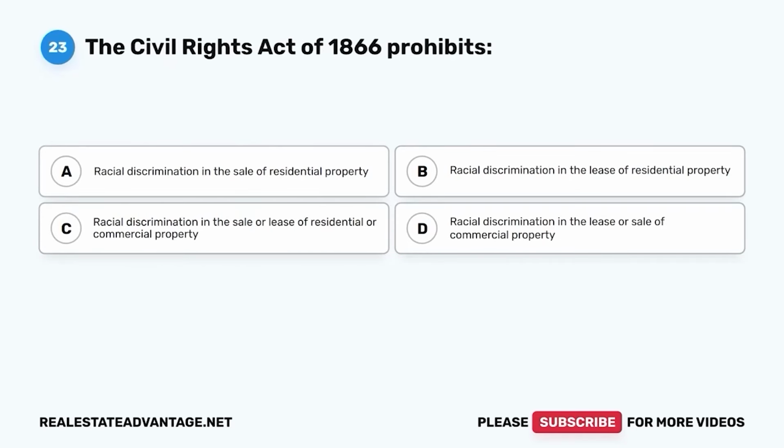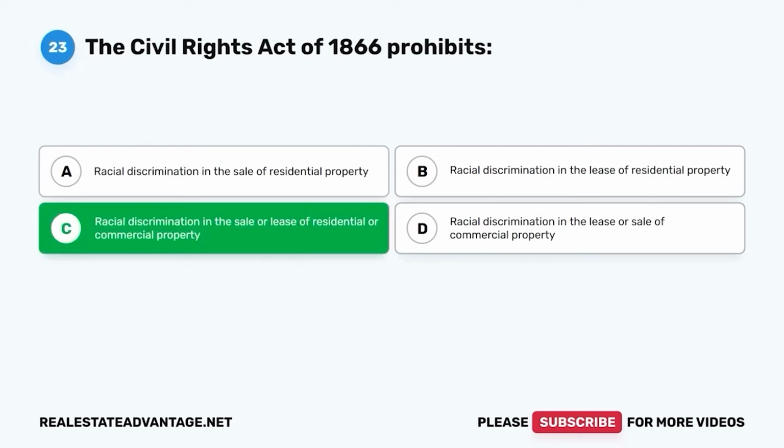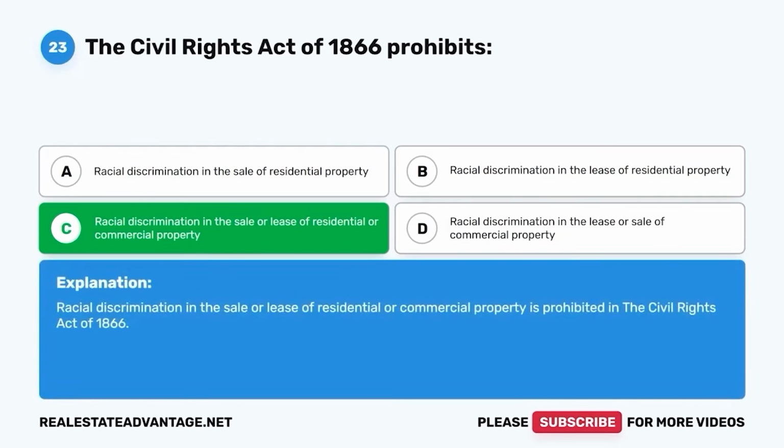Question 23. The Civil Rights Act of 1866 prohibits: A. Racial discrimination in the sale of residential property. B. Racial discrimination in the lease of residential property. C. Racial discrimination in the sale or lease of residential or commercial property. D. Racial discrimination in the lease or sale of commercial property. The correct answer is C. Racial discrimination in the sale or lease of residential or commercial property is prohibited in the Civil Rights Act of 1866.